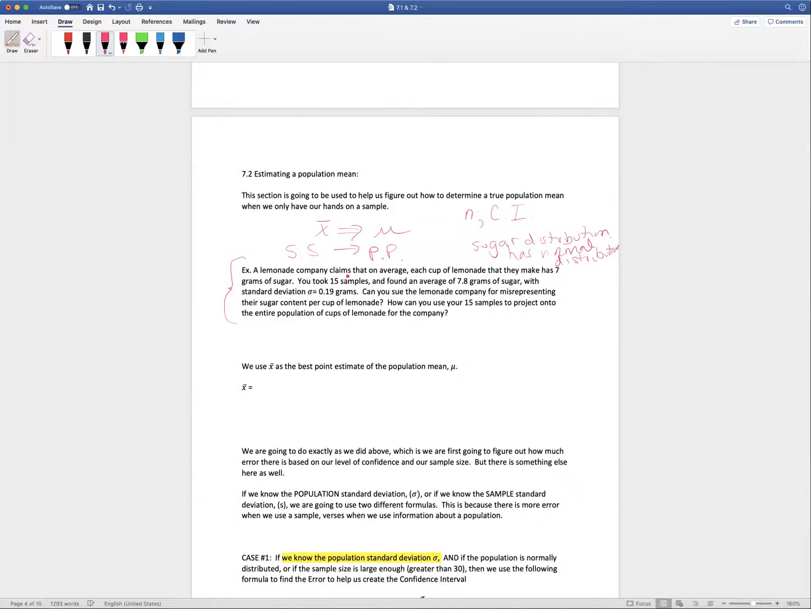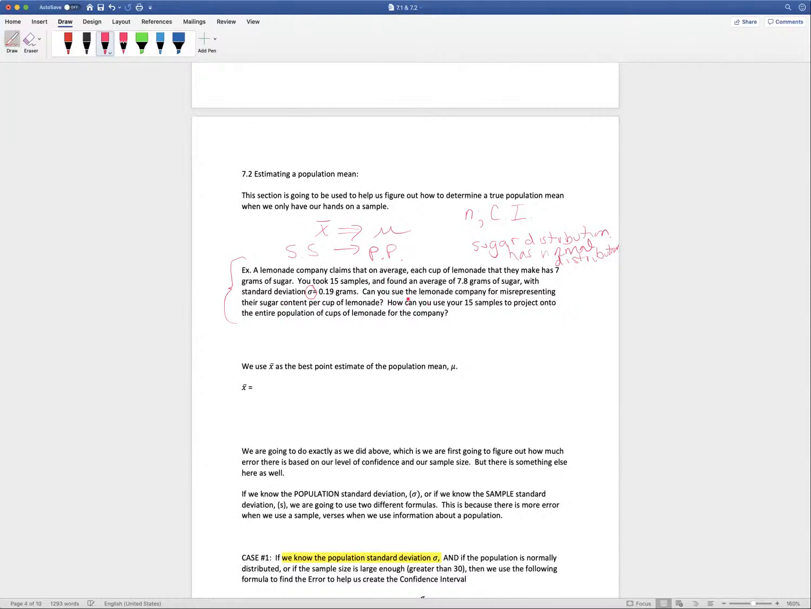We took 15 samples. We went in and took 15 cups of this lemonade, and we found that on average there was 7.8 grams of sugar. Again, the company claims there's only 7 grams of sugar in each cup. We also know from the company that their standard deviation sigma, and now this becomes important, notice that we have sigma, which means we have the population standard deviation, is equal to 0.19 grams of sugar. So the question is, can we sue the lemonade company for misrepresenting their sugar content per cup of lemonade?